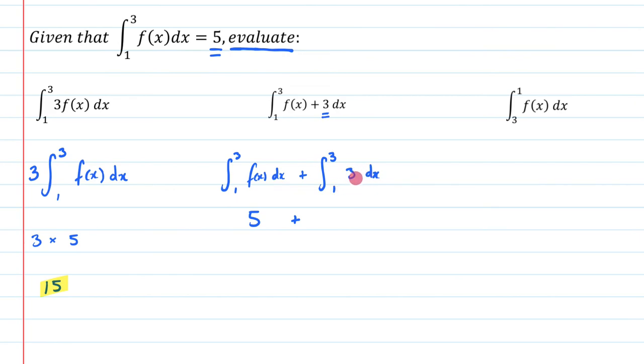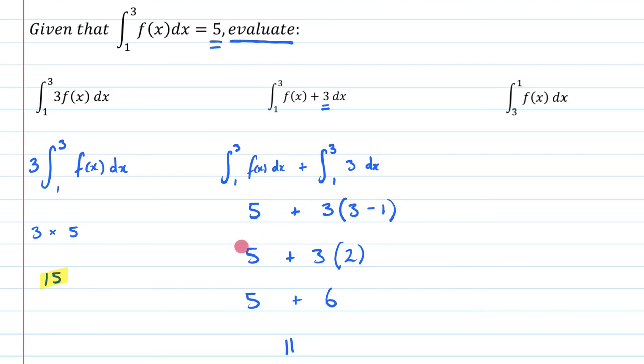Having done that, I have this, which I know is equal to 5, so I can put a 5 here, and I'm going to add to it what this is. Now, because it's a constant, I know it's just the area of a rectangle, so the height is going to be 3, and then I just have to subtract my terminals, so it's going to be 3 minus 1, so that's going to end up being 5 plus 3 times 2, which is 5 plus 6. My answer is going to be 11. Let's just scroll down a little bit. It's going to be 11. So let's highlight that. Perfect.